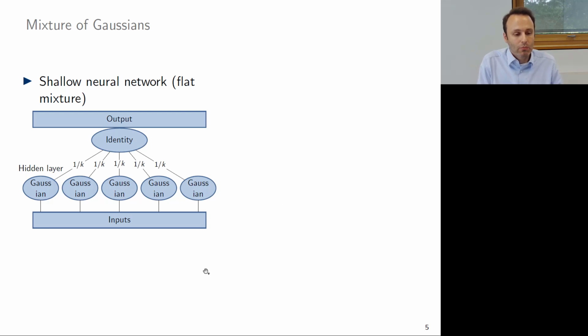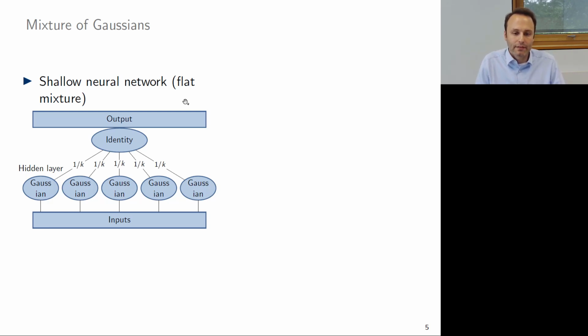Now, what we have seen so far is a shallow neural network. So we have taken a couple of Gaussian units and created a mixture of those Gaussian units. So here we have 1, 2, 3, 4, 5 Gaussian units and get a mixture of these 5 Gaussian units. They take the inputs, the features, and this is applied then to the identity function to get an output, for example. So here we have a flat mixture.